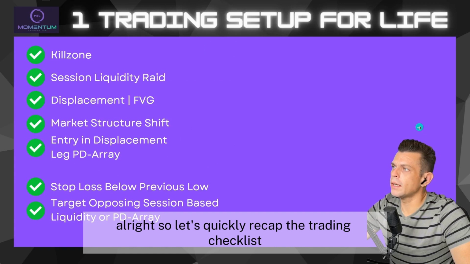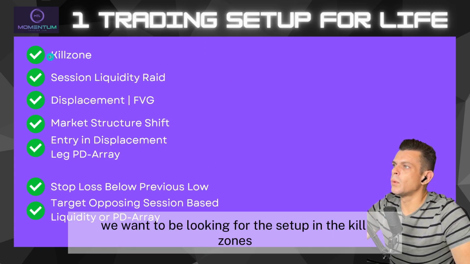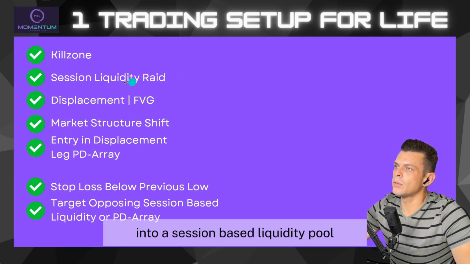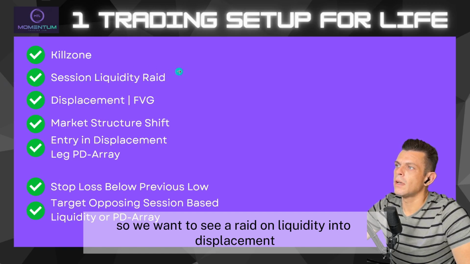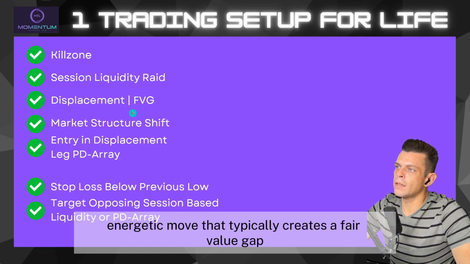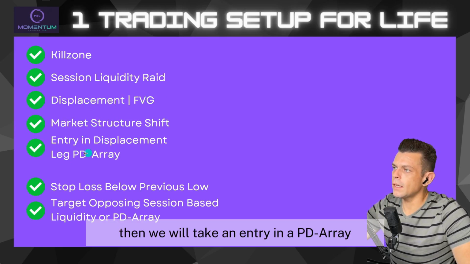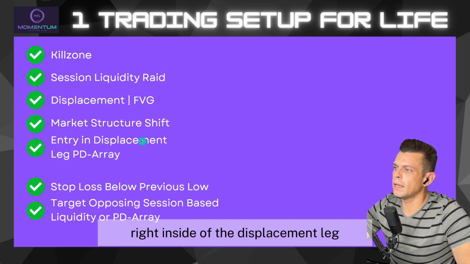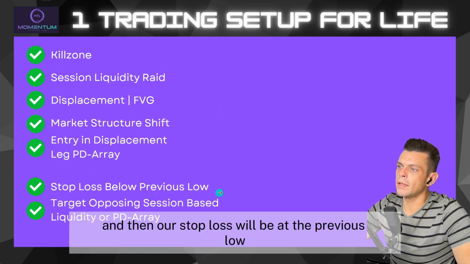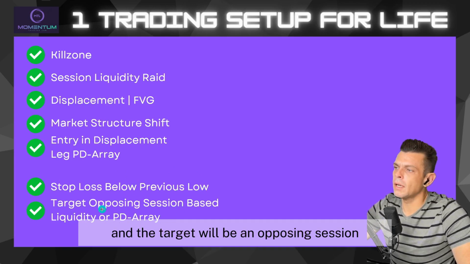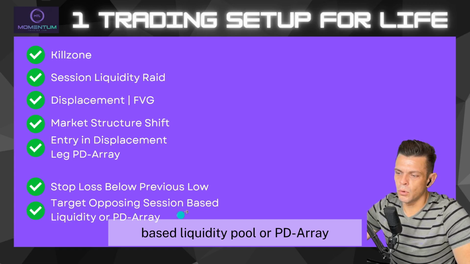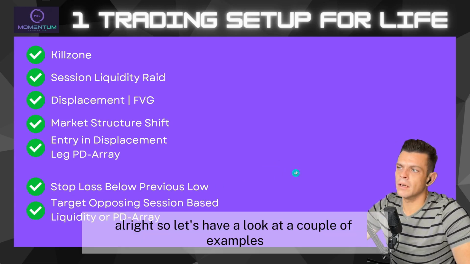All right, so let's quickly recap the trading checklist. So we want to be looking for the setup in the kill zones. Price must then trade into a session-based liquidity pool. So we want to see a raid on liquidity into displacement. The displacement is a strong energetic move that typically creates a fair value gap. We want to see it shift market structure. Then we will take an entry in a PD array inside of the displacement leg. And then our stop loss will be at the previous low, and the target will be an opposing session-based liquidity pool or PD array.